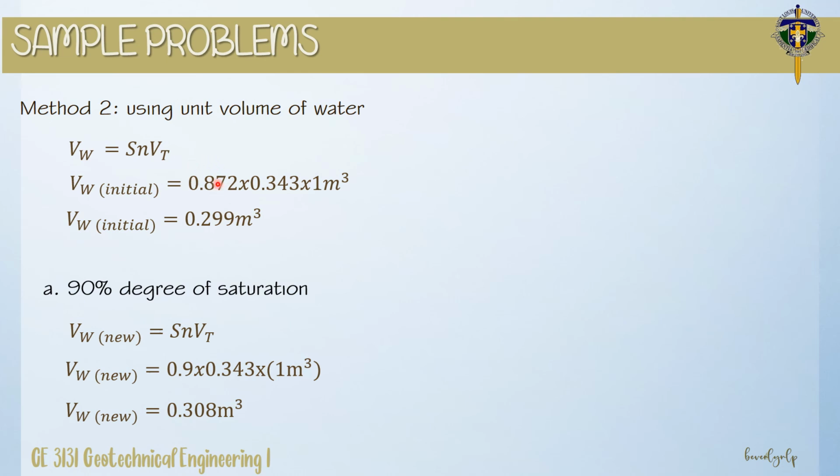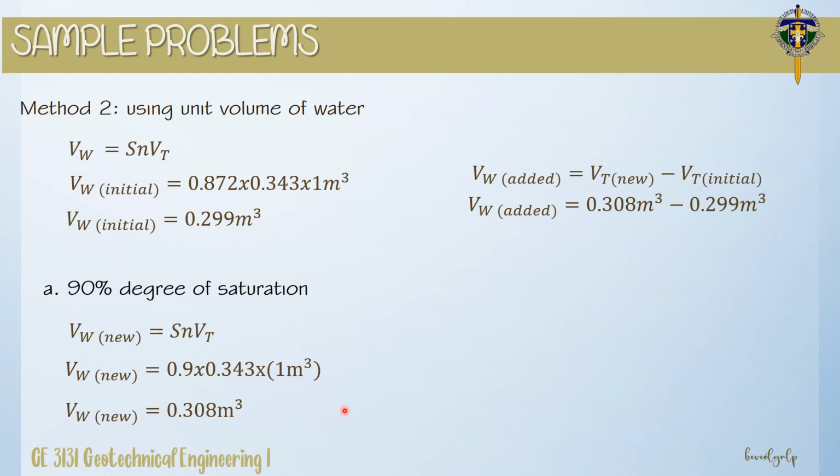Now, we added water, so the degree of saturation became 90%. What we are looking for is the weight of the water that has been added per cubic meter. So let's continue. The volume of the water added is simply the new volume minus the initial volume. Substituting, that becomes 0.308 minus the initial 0.299 cubic meter. So the volume of water that has been added is 9.493 times 10 raised to negative 3 cubic meter.